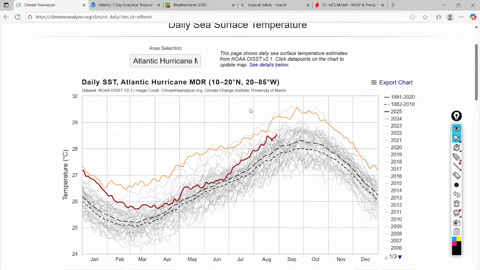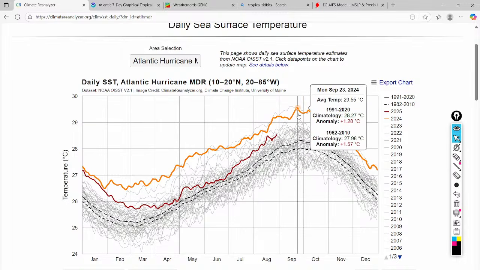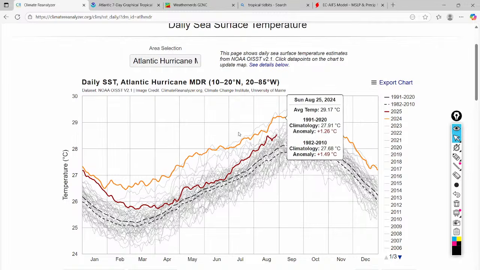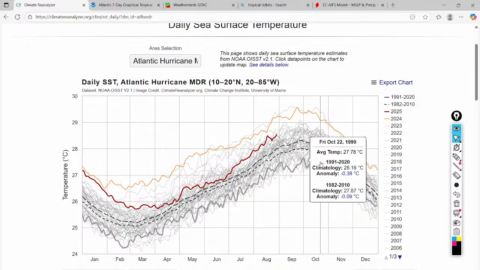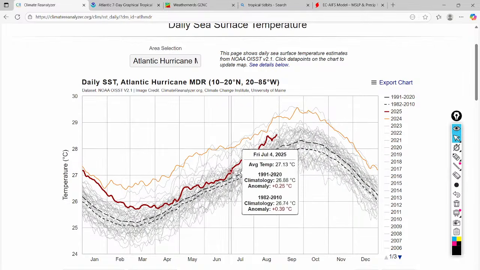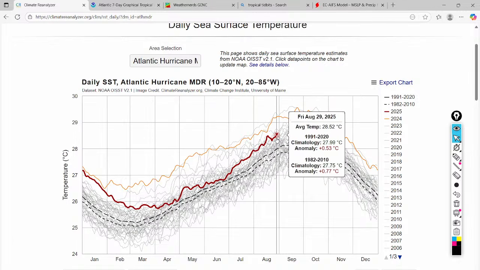We still have quite a few days, but in 2024 we were generally 1.28 degrees Celsius above average. In today's world, we are always above the average. We have been, once again, increasing, and right now we are generally 0.53 above the original 1991 to 2020 record. And from the 1982 to 2010 record, we were generally 0.77 degrees above average.